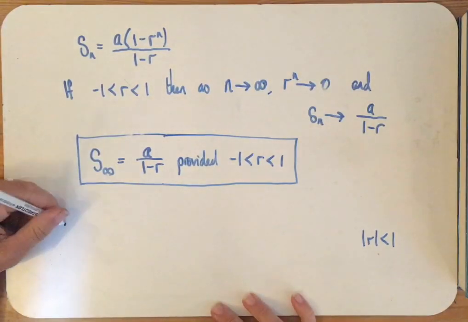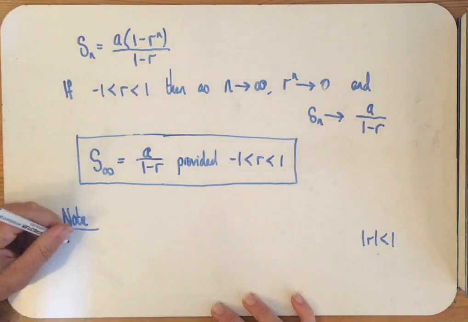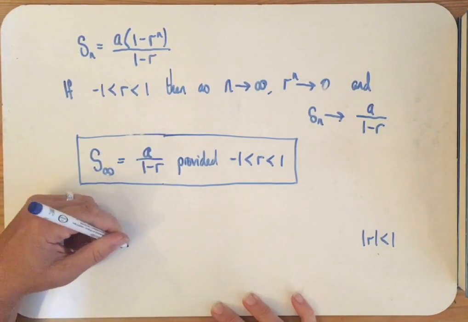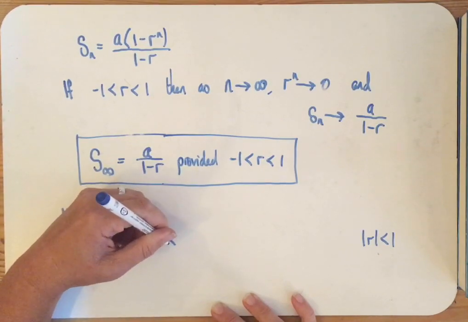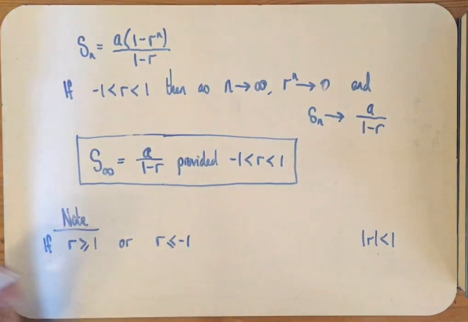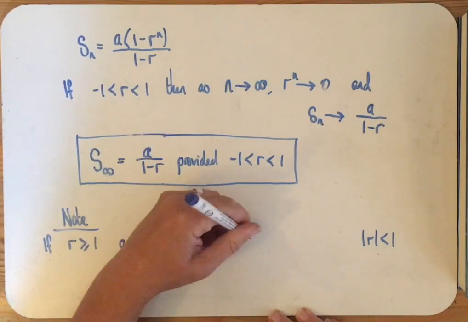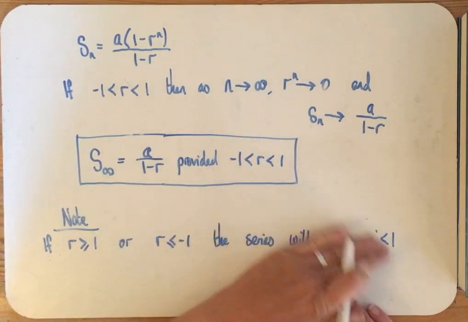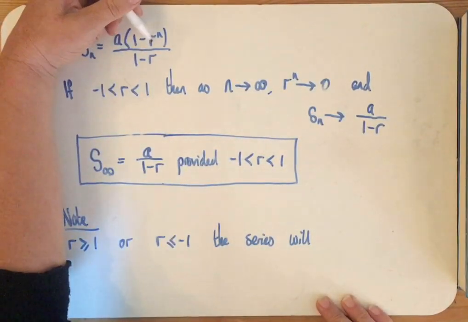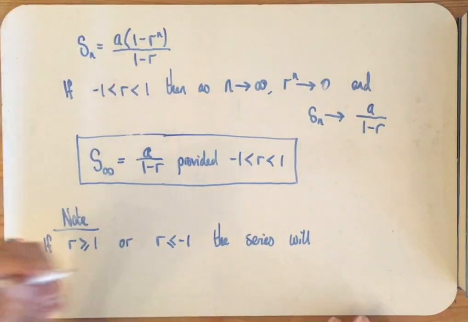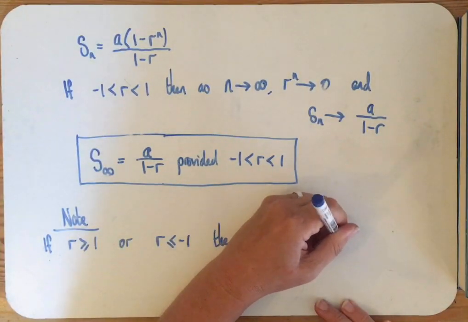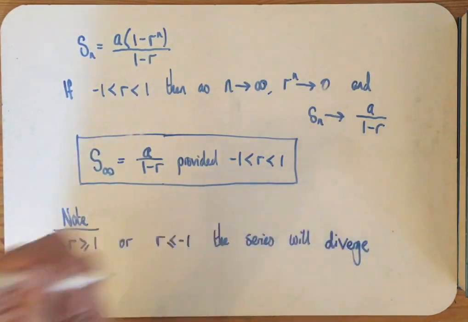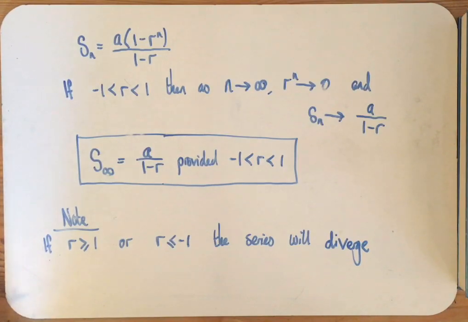And just note that if r is greater than or equal to 1, or r is less than or equal to minus 1, then the series will diverge. So the numbers will just get bigger and bigger and bigger, because when you do r to the n here, it's just going to get a bigger and bigger number. Unless r is 1, but in that case you're just going to be adding the same number on each time and it'll still diverge. So the series will diverge instead.